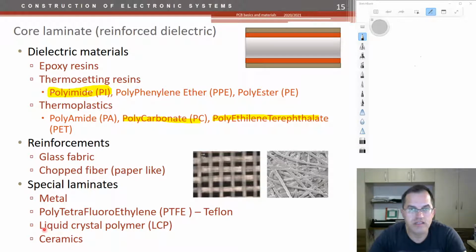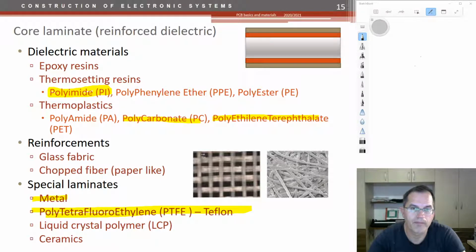I'm not sure about these liquid crystal polymers. I just found out that they can be used and they are used, but I'm not sure what the application is. And ceramics. Ceramics is a really special material for high-end electronics, for either high power or high frequency applications. I wouldn't say it's commonly used in everyday electronics. So among those, what is quite important and what you should remember is metal laminates, and also PTFE.